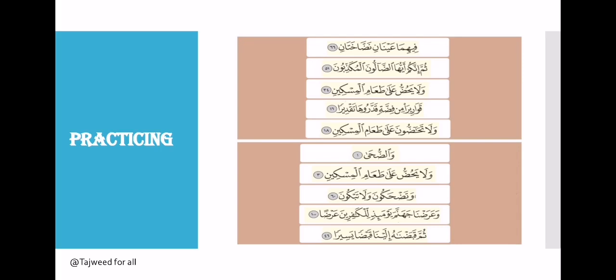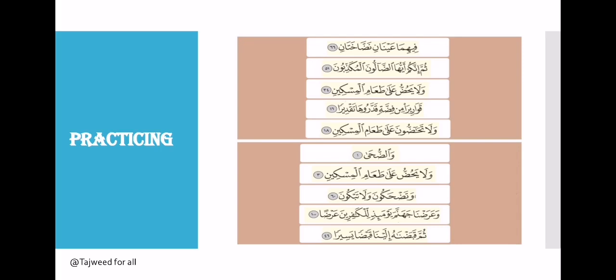الضالون فضة يحض تحاضون والضحى يحض تضحكون. Okay, here the normal mistake that you can do is وَتَضْحَكُونَ.